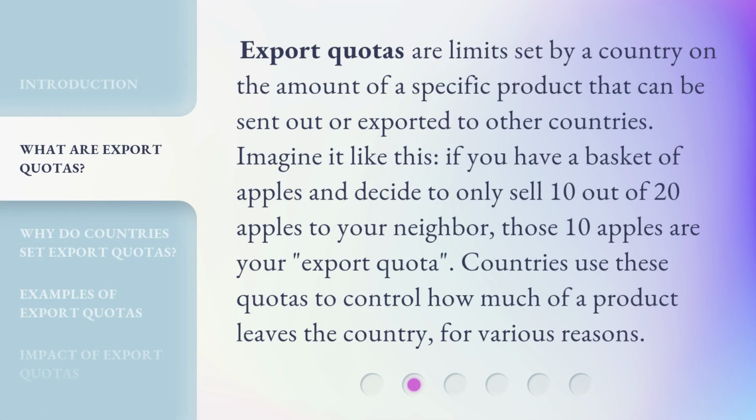Export quotas are limits set by a country on the amount of a specific product that can be sent out or exported to other countries. Imagine it like this. If you have a basket of apples and decide to only sell 10 out of 20 apples to your neighbor, those 10 apples are your export quota. Countries use these quotas to control how much of a product leaves the country, for various reasons.